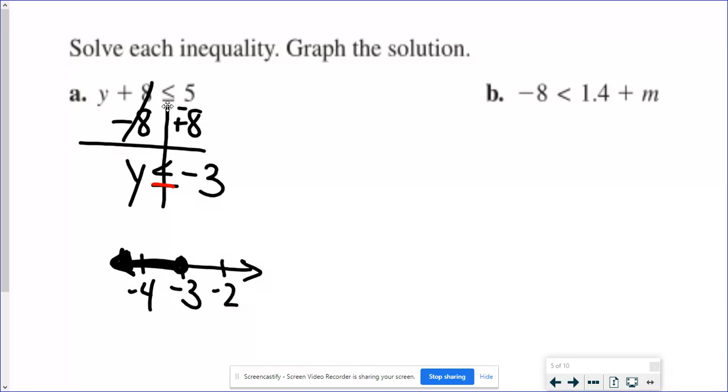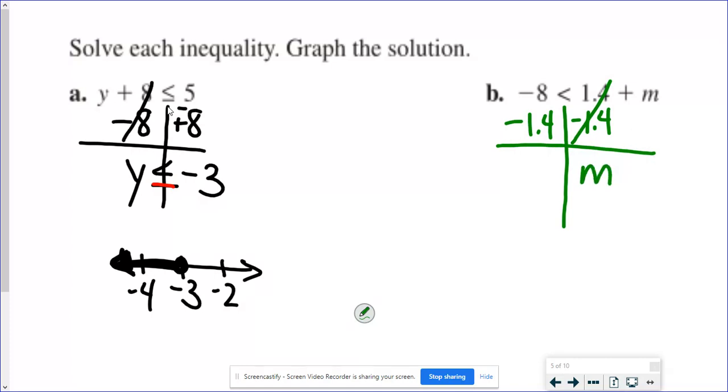On number or letter B, again, the variable's on the right-hand side, so we have to be careful about that. I want to get rid of adding the 1.4, so I would subtract 1.4. There's my M, that's what I wanted. There's my inequality. If you want to change that to keep, change, please do so. Feel free to use a calculator if you want to, but remember this is really negative 8.0.